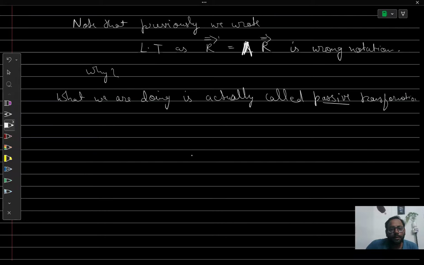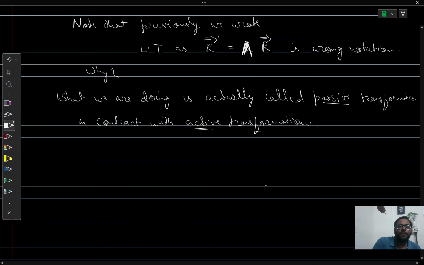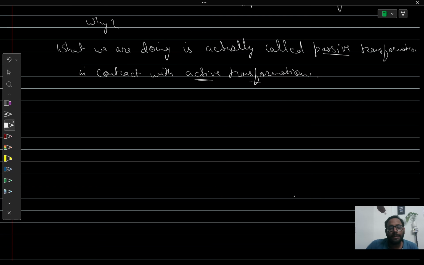In contrast with active transformations. So what is an active transformation and a passive transformation? You just see that there is a vector here, and you apply a rotation matrix. This was your previous vector. You apply a rotation, and it will go to a different vector, and the axes remain the same throughout this transformation. Okay, this is an active transformation.